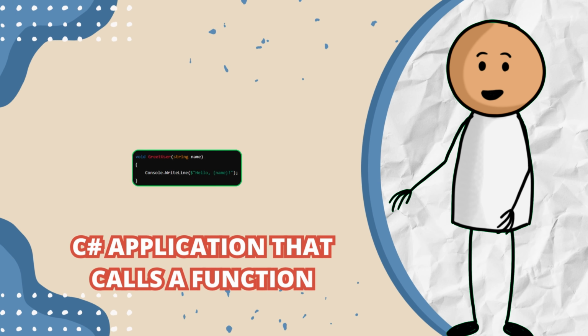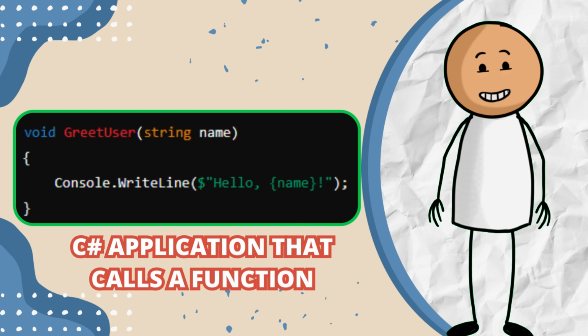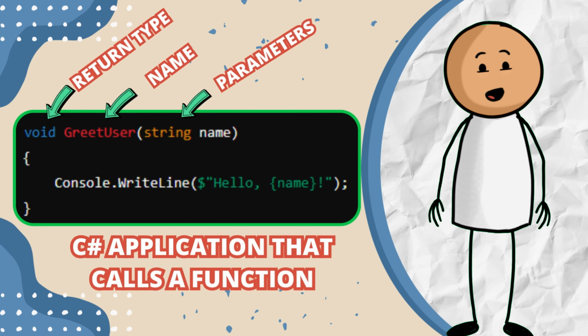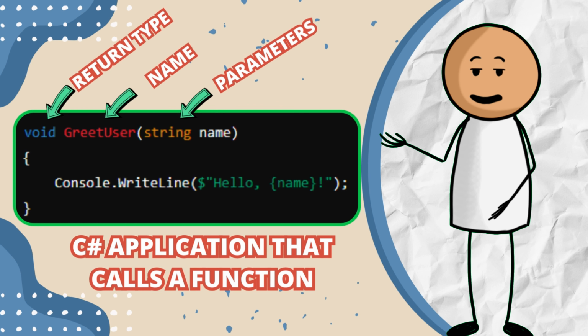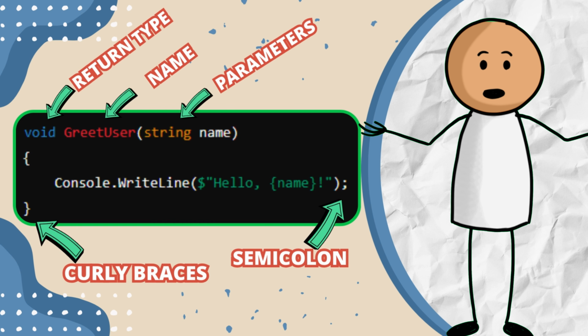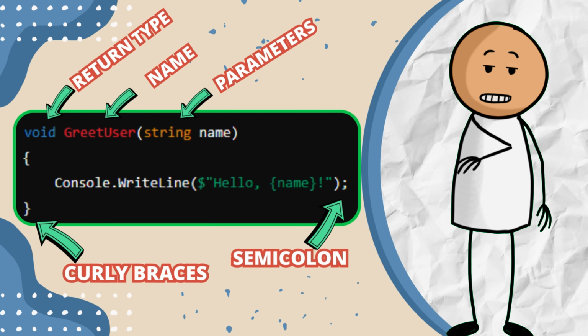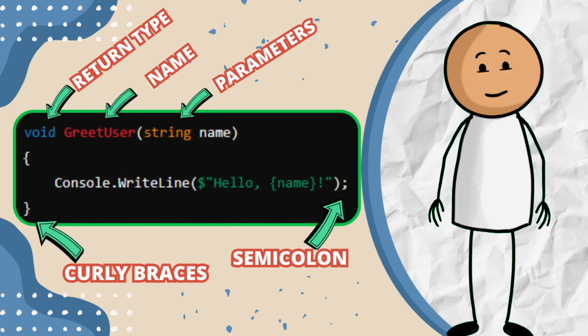In C#, a function is a block of code designed to perform a particular task, defined by a return type, a name, and optional parameters. The function body is enclosed in curly braces, and each line of code ends with a semicolon. Here, the greetUser function doesn't return a value, void, and it takes one parameter, name, of type string. This function, when called, will greet the user by their name.